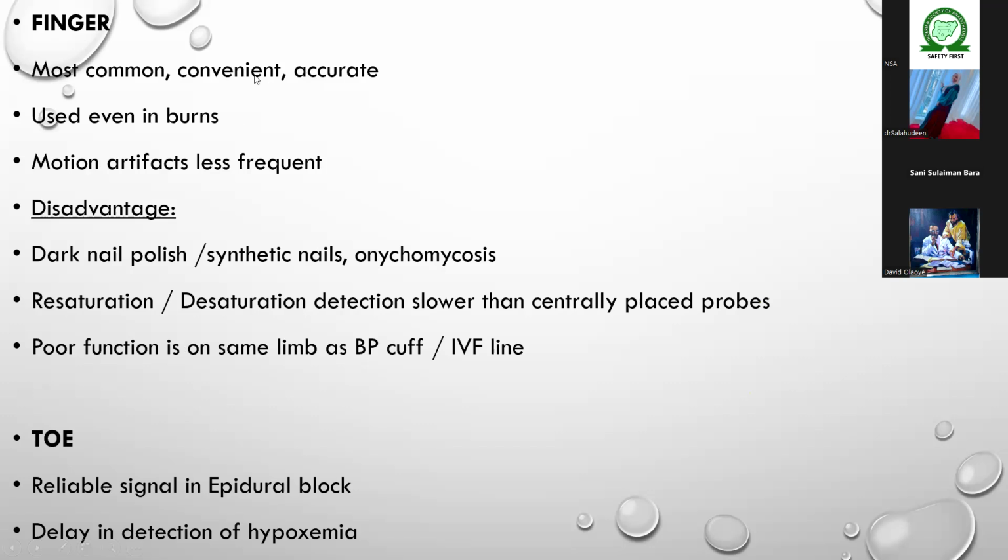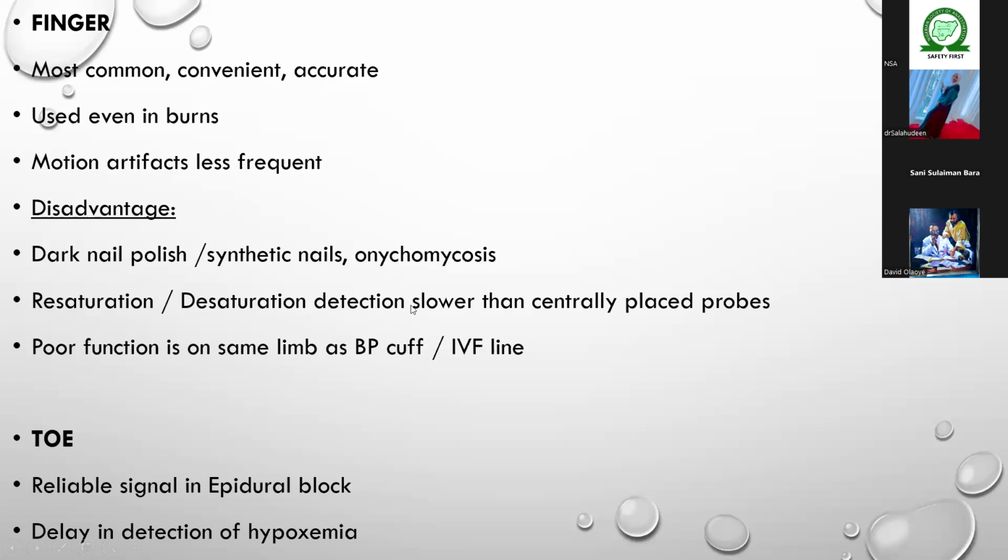Which is the most common and convenient and relatively accurate site, at rest, but the whole core body will be shaped periphery. But motion artifact, having nail polish or synthetic nail or fungal infection or onychomycosis, then the light emitted will not be able to penetrate very well and we won't get an accurate picture.